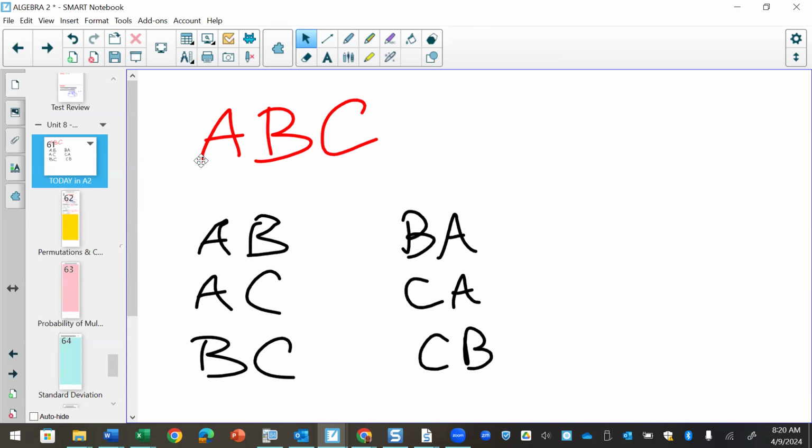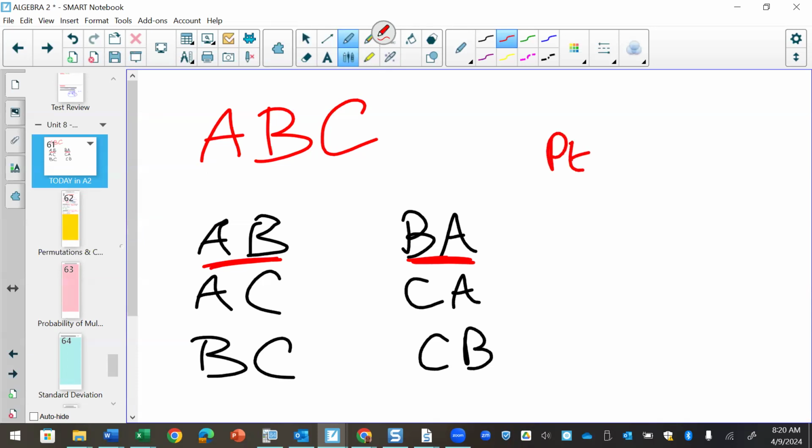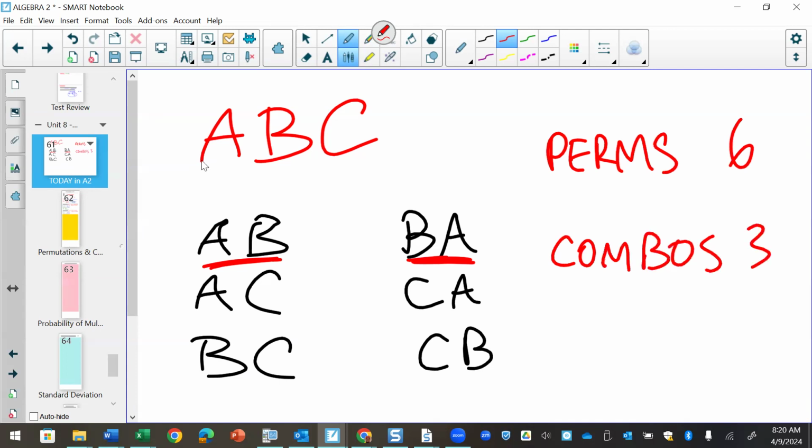How many different ones did we find? 6. But what did we say? If the order matters, then this is different from this. But if order doesn't matter, they both had an A and a B. So which one would be 6 and which one would be 3? How many perms do we have here? 6, because we said those are different. And combos, 3. Yeah.